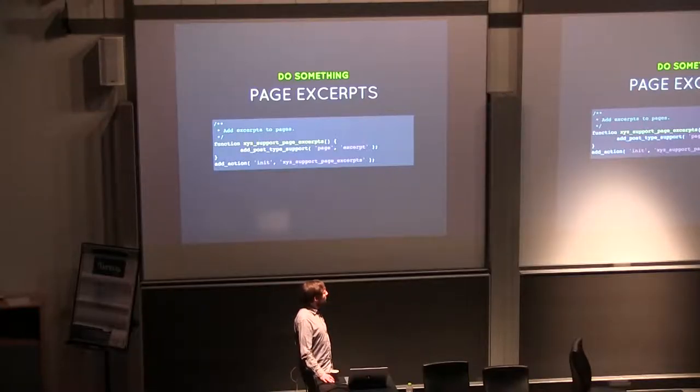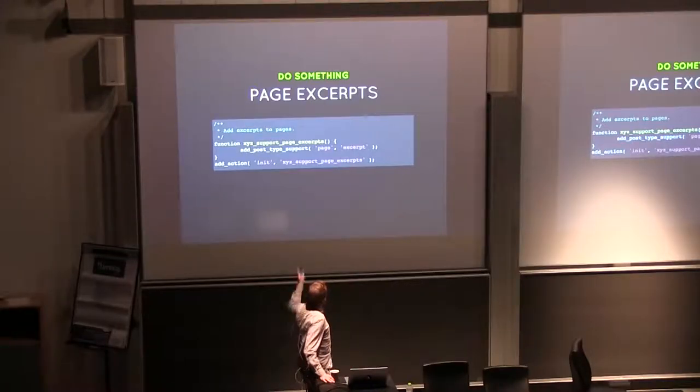In WordPress, for example, we often want to have excerpts on pages, and they're only on posts, where you can write a summary that gets used, say, in lists or at the top of your content. We often want those on pages as well. They're not enabled there.